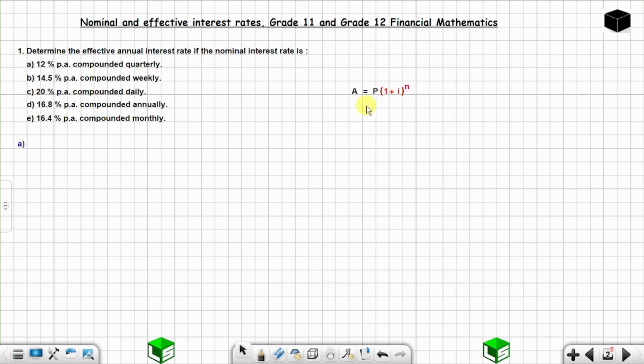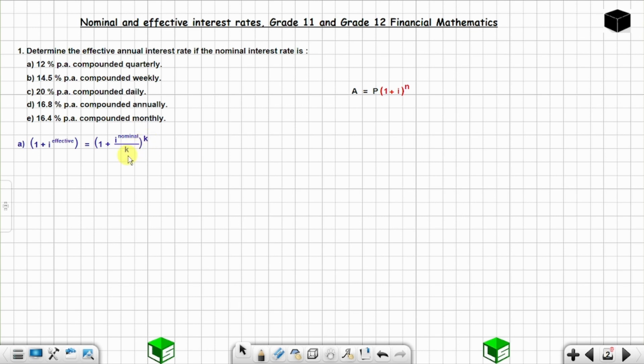So you are going to have 1 plus i, like this. This is going to be the effective interest rate. You close your bracket, to the power of 1. There is an invisible exponent of 1. This is equal to 1 plus the nominal interest rate over k. You close your bracket to the power of k.